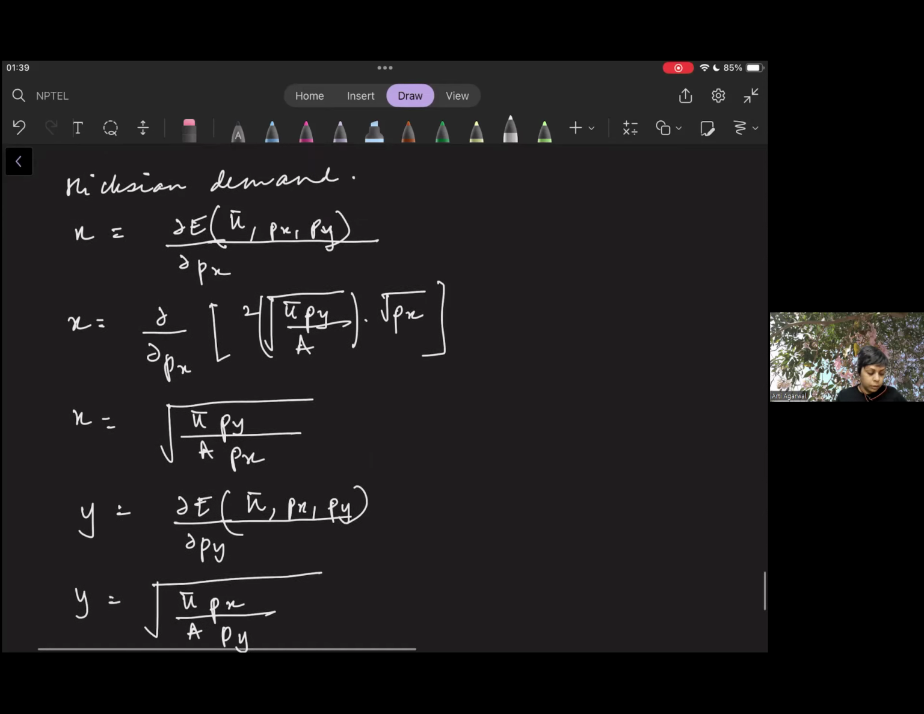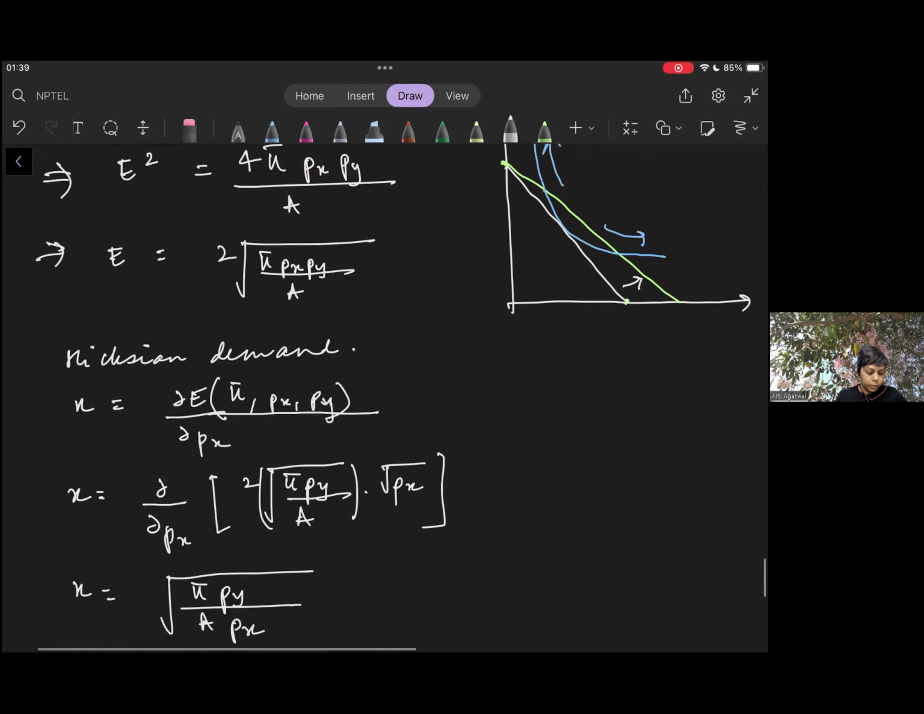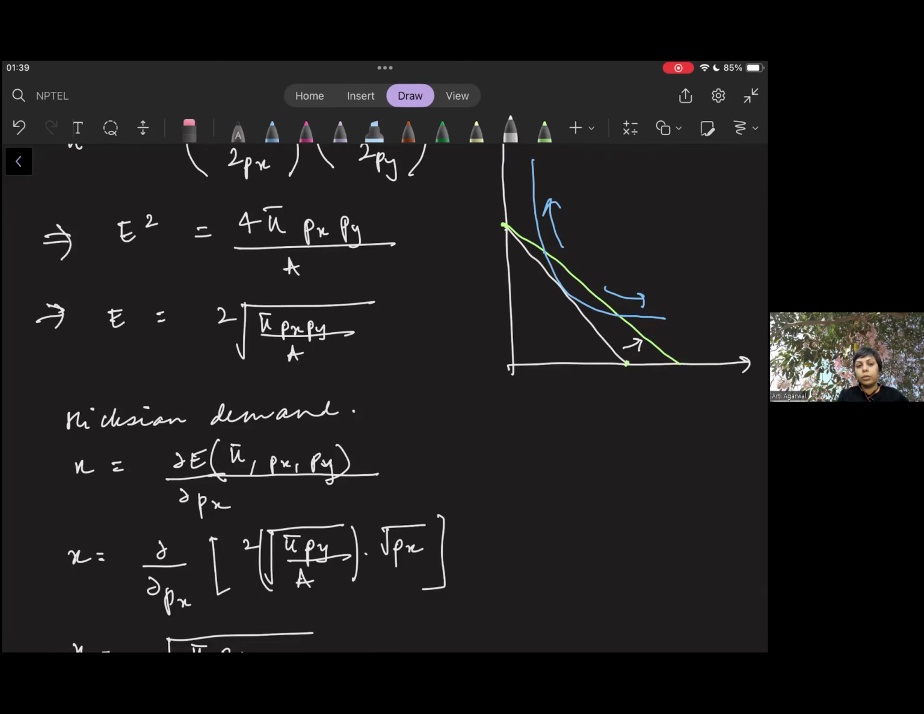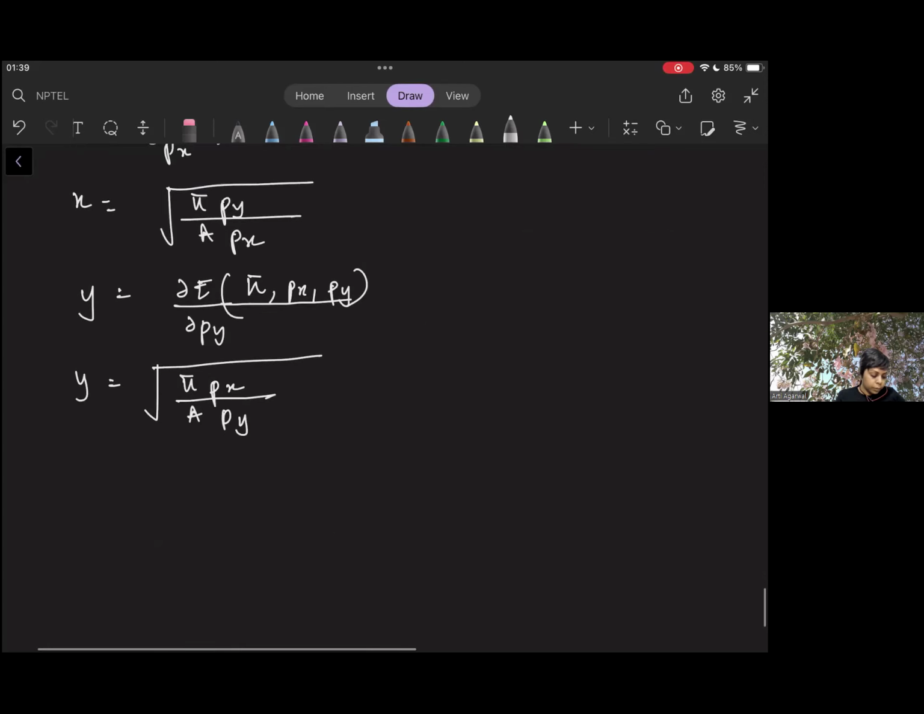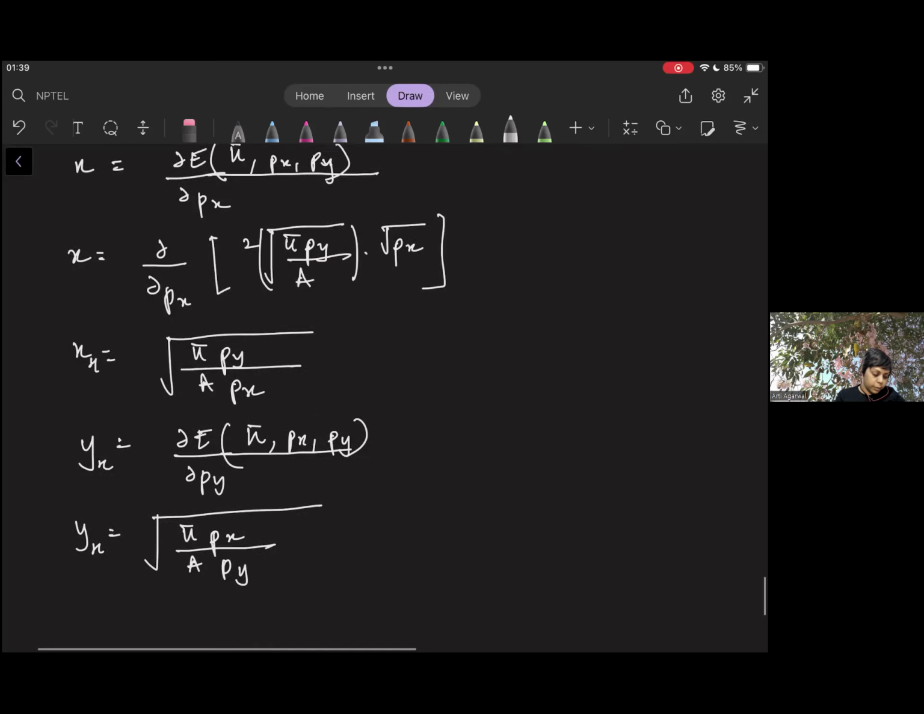I've just taken the derivative of this function with respect to py. The derivative of root py is 1 upon 2 root py. The 2 gets cancelled, and I just put py back under the root sign. You get u bar px upon a py. Let's put this notation correctly. This is your Hicksian demand.